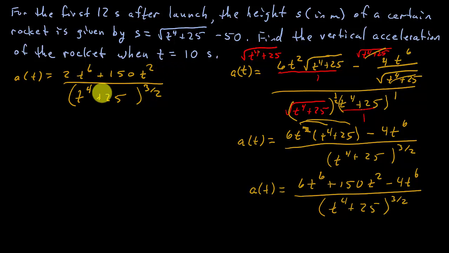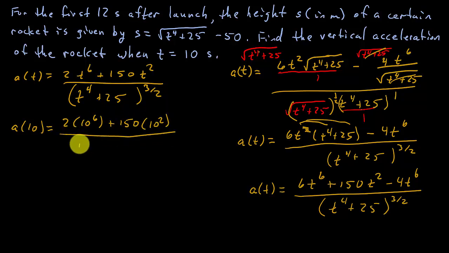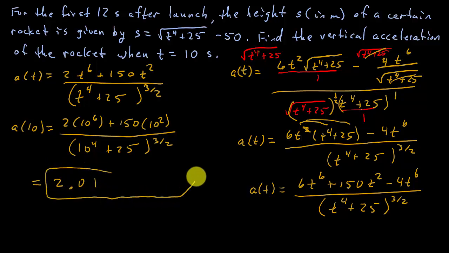But now what we have to do is evaluate this thing at 10. So I get a of 10 is 2 times 10 to the sixth plus 150 times 10 squared over 10 to the fourth plus 25, and then that's raised to the 3/2. So I'm going to get, all right, so that gives me 20, I'm sorry, not 20. It's going to give me 2.01. And, whoop, let me make the box a little bit bigger.